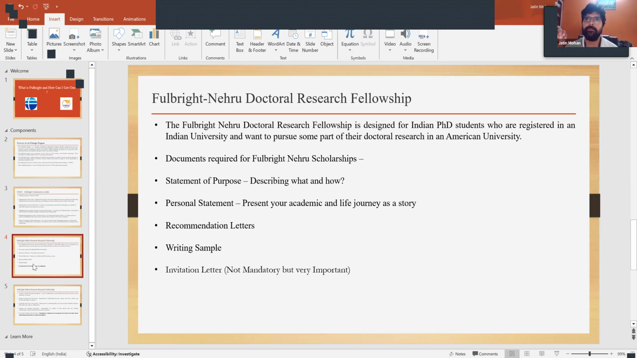It's a program for you to go to the US, pursue your study and research, and come back to India and give back to your community what you have gained through the US. So it's a two-way program.